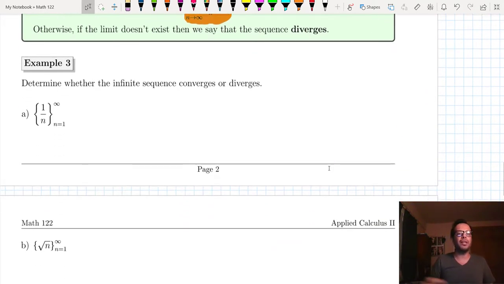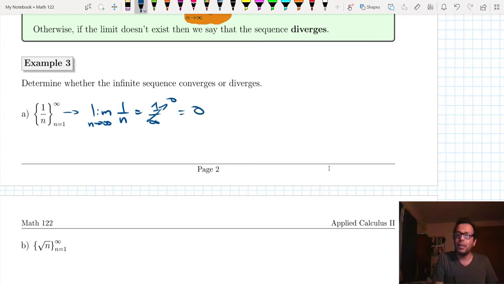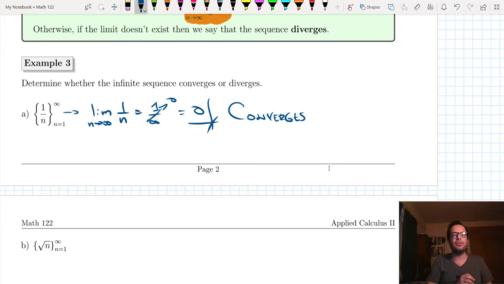Okay, let's look at a few examples. So we are given a sequence. Let's write it in limit form. The limit of 1 over n as n approaches infinity. If we plug in infinity, 1 over infinity, what do we get? This is equal to 0. And in this case, 0 is a number, so the sequence converges.